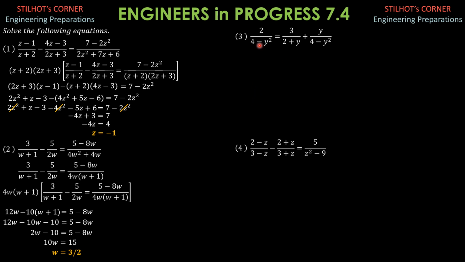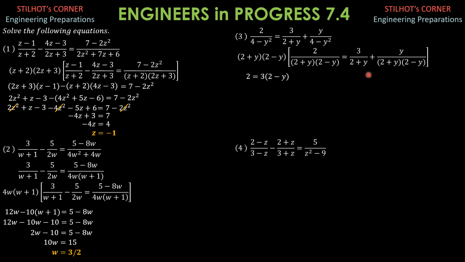Next, these are factored. 4 minus y squared is 2 plus y and 2 minus y. So multiply everything by 2 plus y, 2 minus y. Then copy the fraction in factored form, this left side and the second term of the right side. Distribute. So we have 2 equals 3 times quantity 2 minus y, then plus y. Just copy plus y after we distribute. So 2 equals 6 minus 3y plus y.